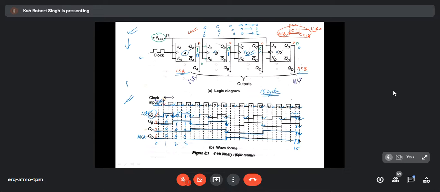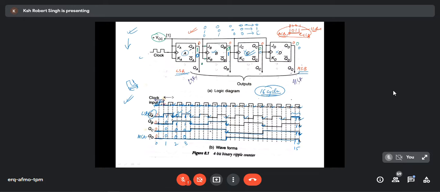1 time period means what? From here to here is 1 time period. You know very well, from low to the next low, this is a time period, another time period. From here to here, another time period. From here to here, another time period, and another.